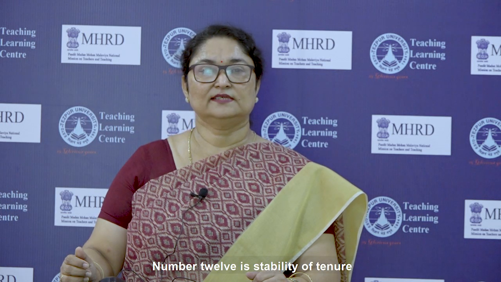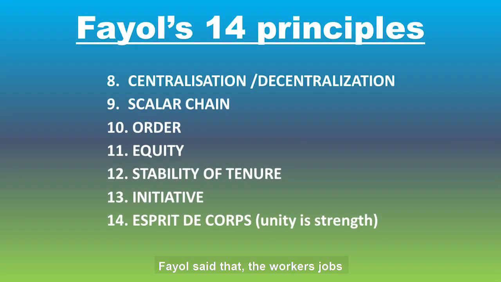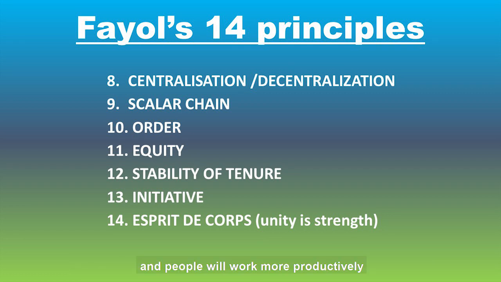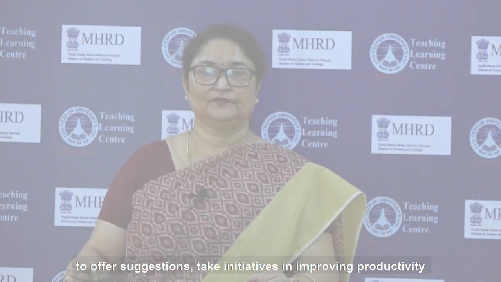Number 12 is stability of tenure. Fayol said that the workers' jobs must be permanent in nature. If the jobs are assured jobs, there is going to be less anxiety and people will work more productively. Number 13, initiative. Here he encouraged all workers, managers, all employees to offer suggestions, take initiatives in improving productivity.